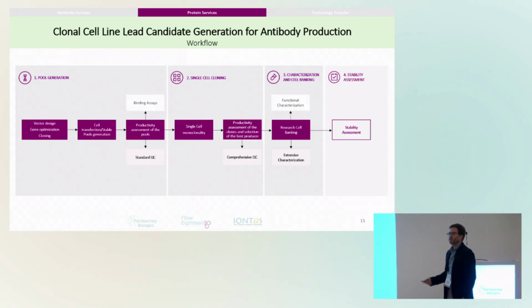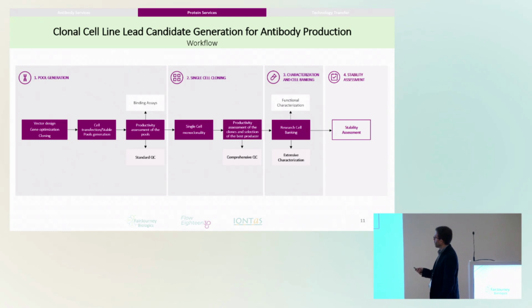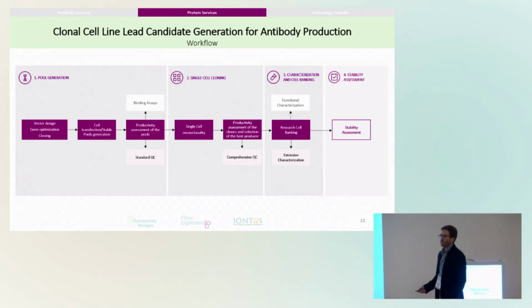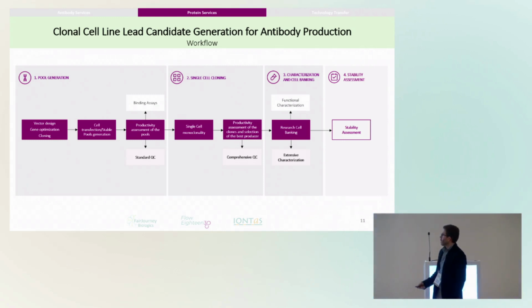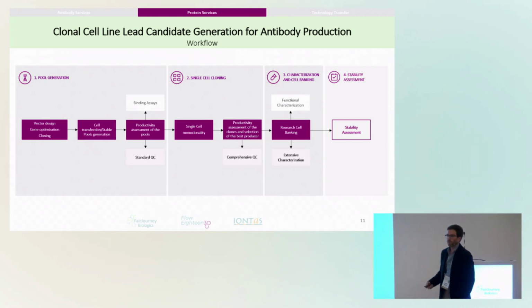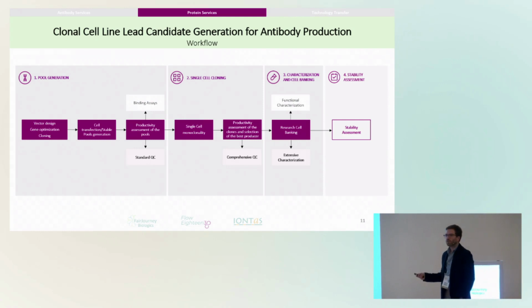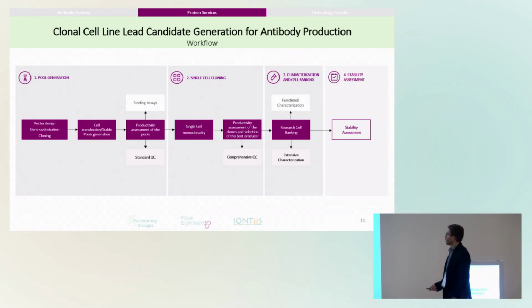And once you have the single clones available, we will test them for productivity and select the ones that are best, not only in terms of production, but also in terms of a comprehensive QC that is made to ensure, once again, that they have the right properties. After selecting the clones, we'll move on to research cell banking, where they will be expanded. The clones will also be tested at the functional level to ensure, once again, that they are able to bind to the target or do what they should do.